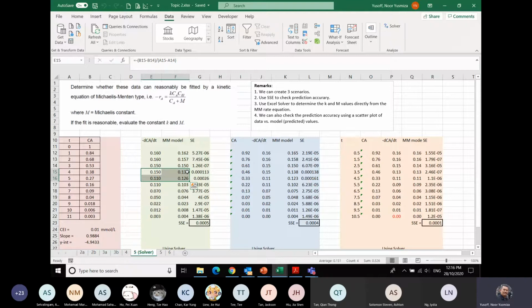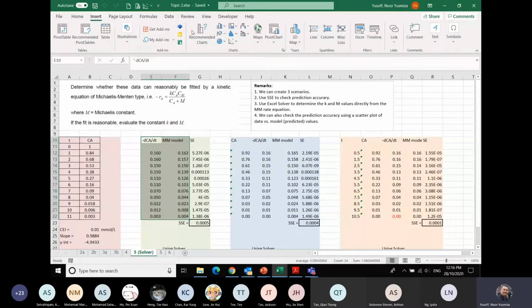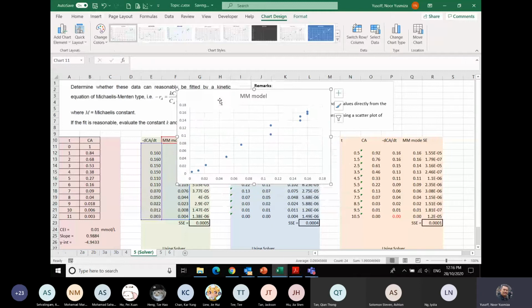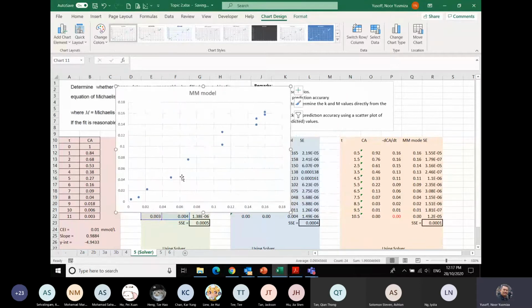So how can you determine the accuracy visually? You can just select these two values here. Maybe we can get the two values from the top, then go to insert and choose the scatter plot. From here we can see that we have the x-axis referring to the experimental data values, and the y-axis referring to the predicted values.